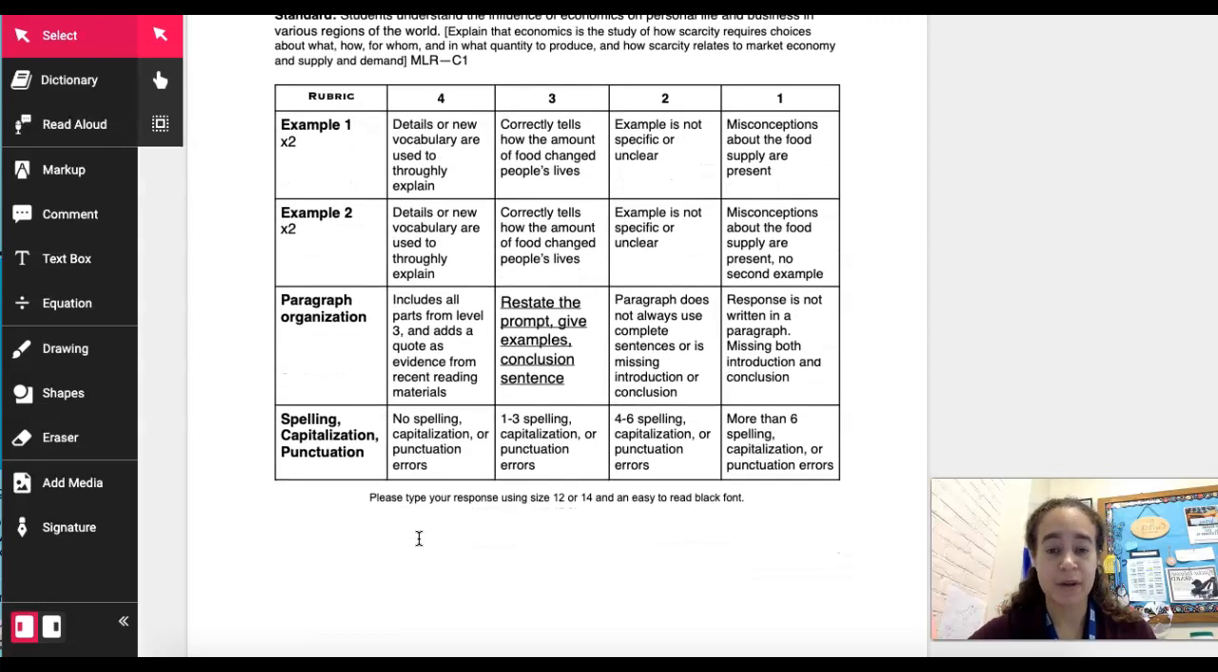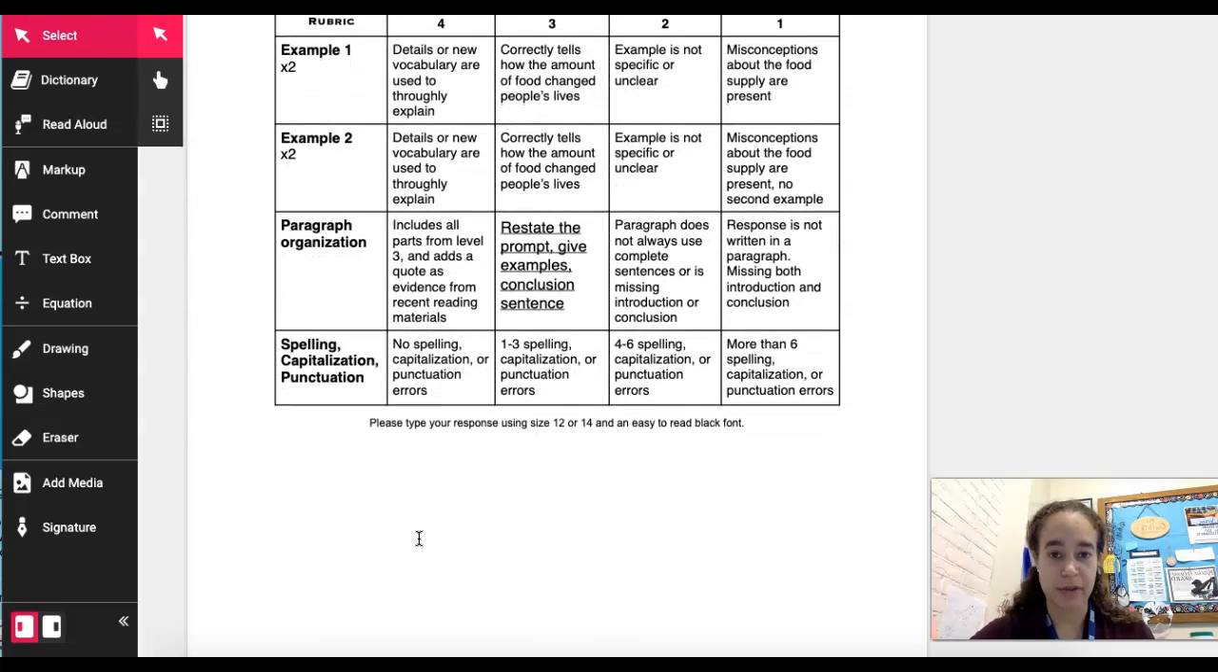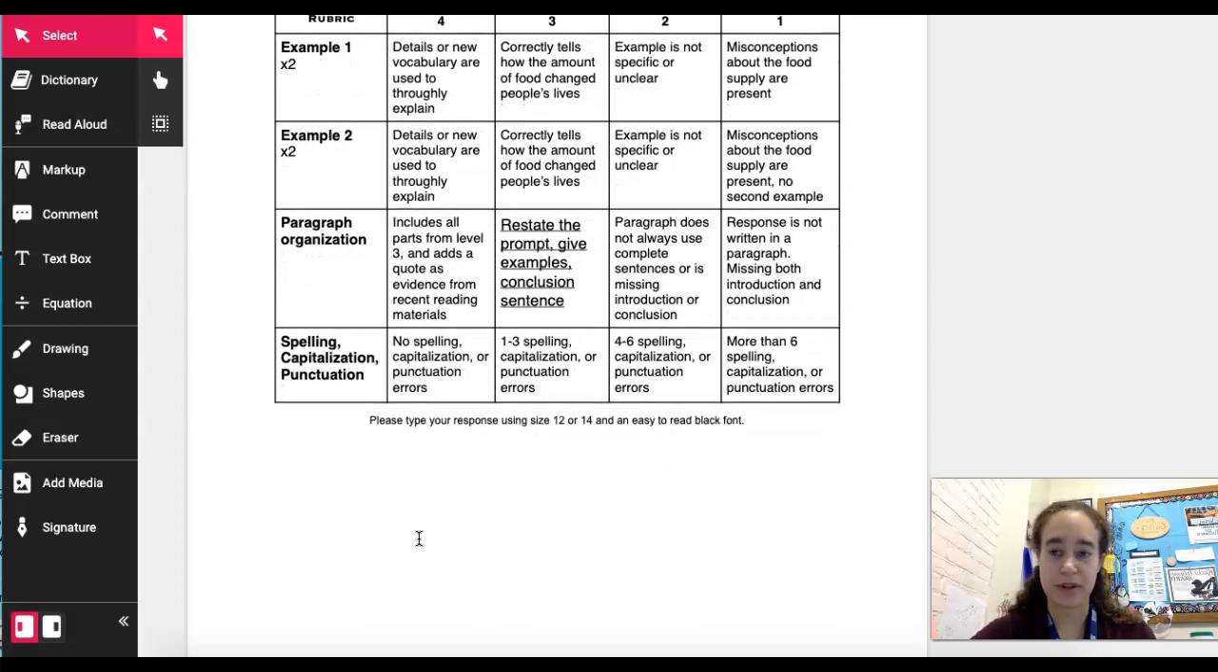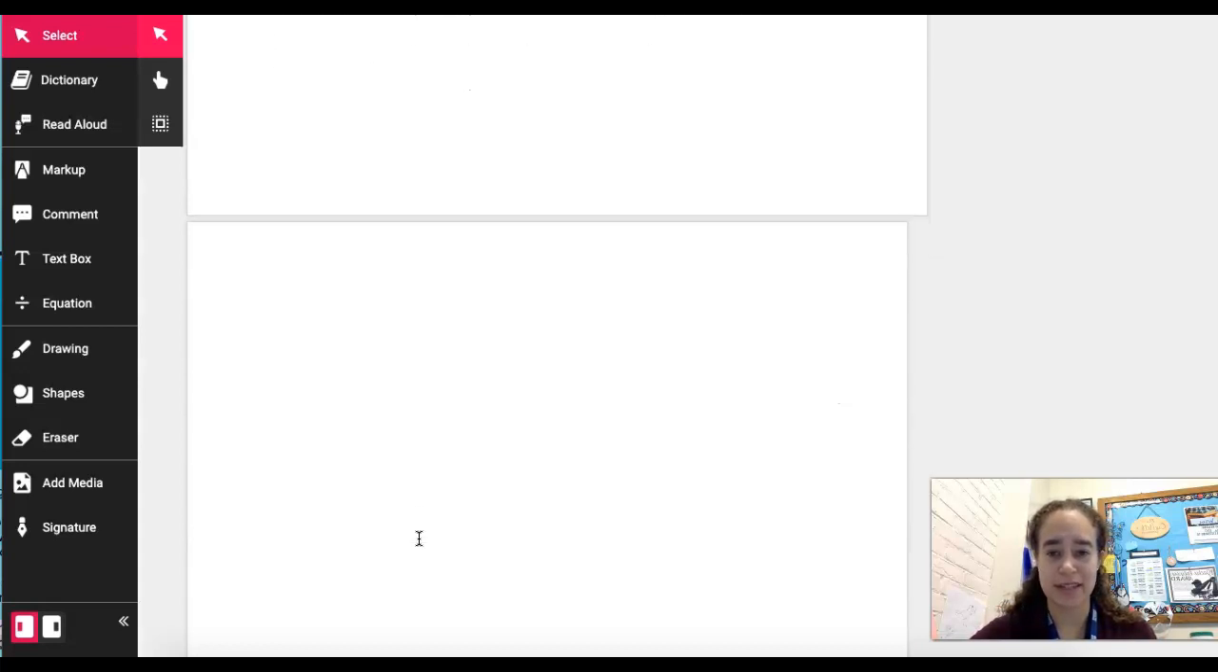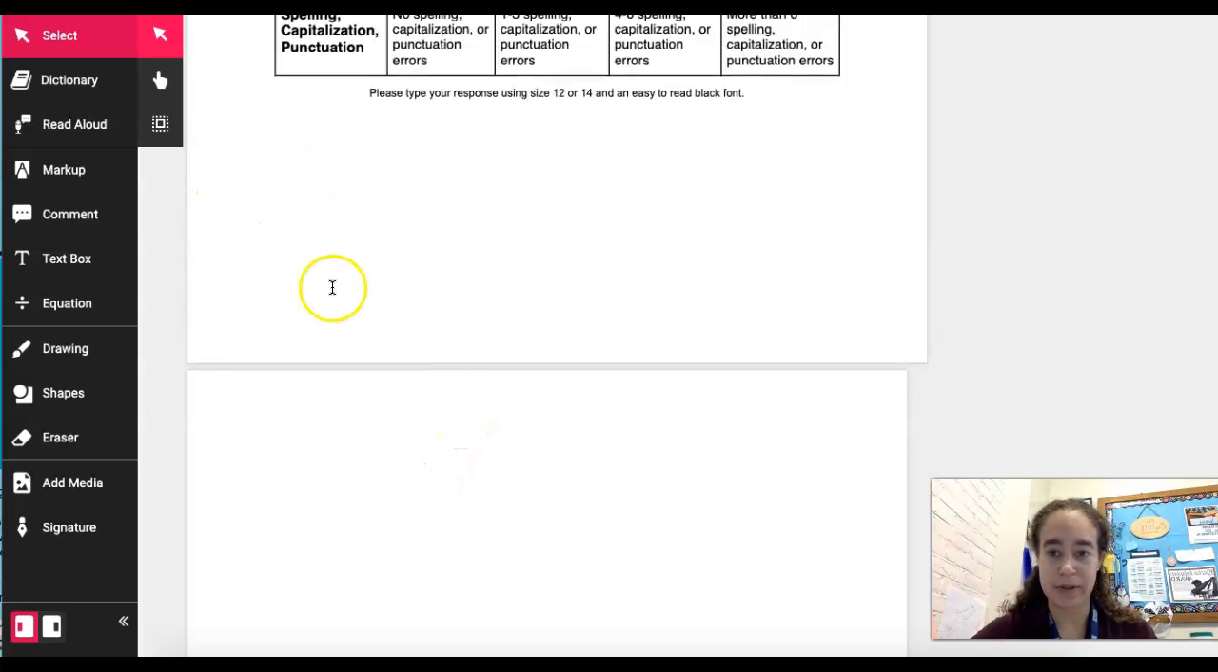Okay. If you are writing out your paragraph, which some of you may be using the paper to write this out, then you've got some extra space, and I've given you some extra space here, even though you might not need it. You probably could fit your typed paragraph in size 12 or 14 in this white section.